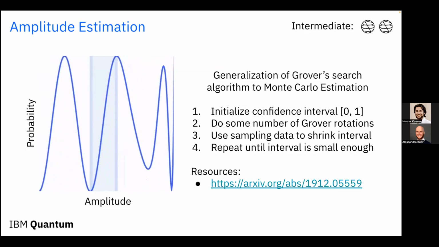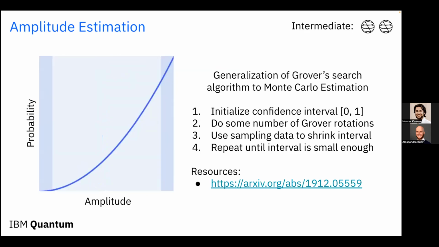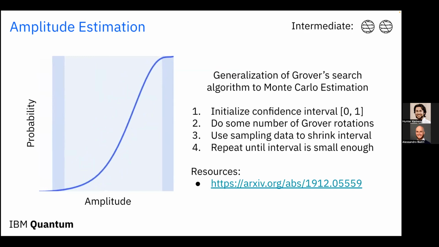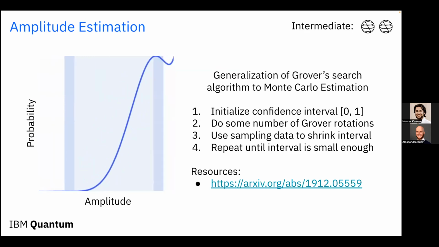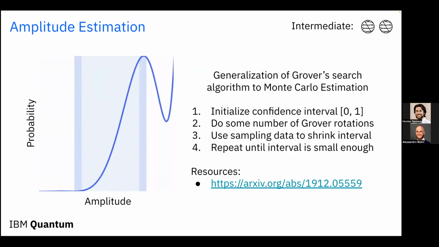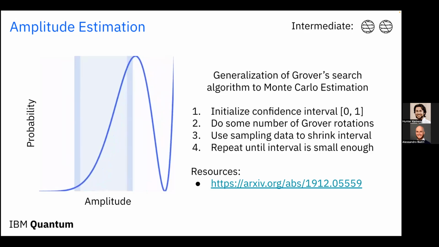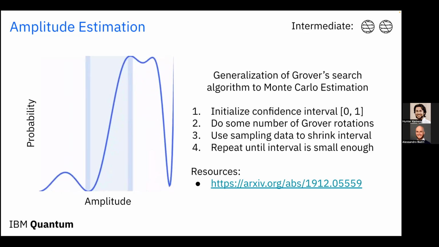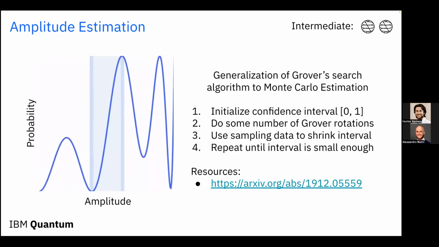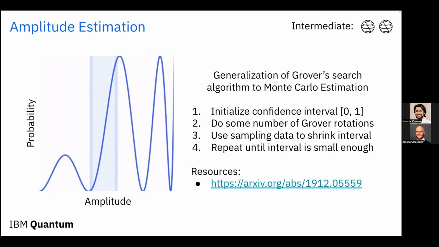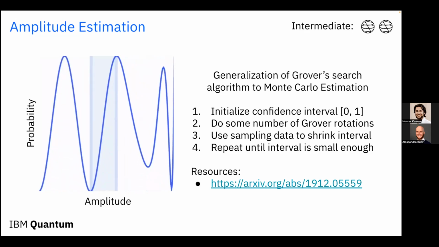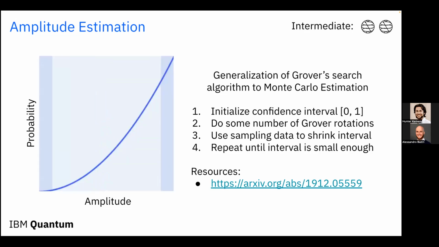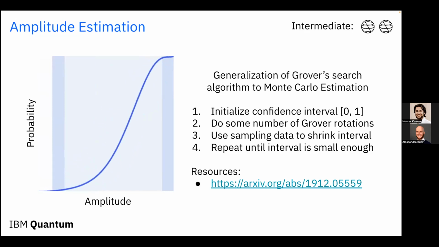And the way that it works, and maybe you can tell based on the animation there, is that we start with a confidence interval that is guaranteed to contain the quantity we want to estimate. And then we choose a very particular set of Grover rotations that happens to tell us a lot about this value by taking a couple of samples. And then as we learn more about the quantity, we can start iteratively shrinking this confidence interval until it is narrow enough and we're happy with the confidence of our estimate.